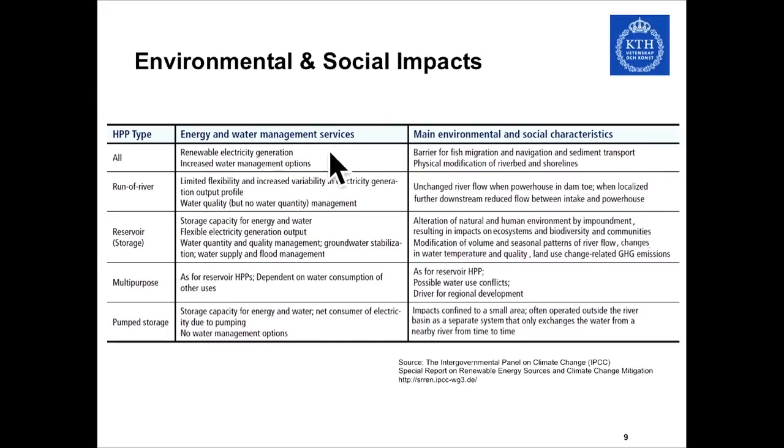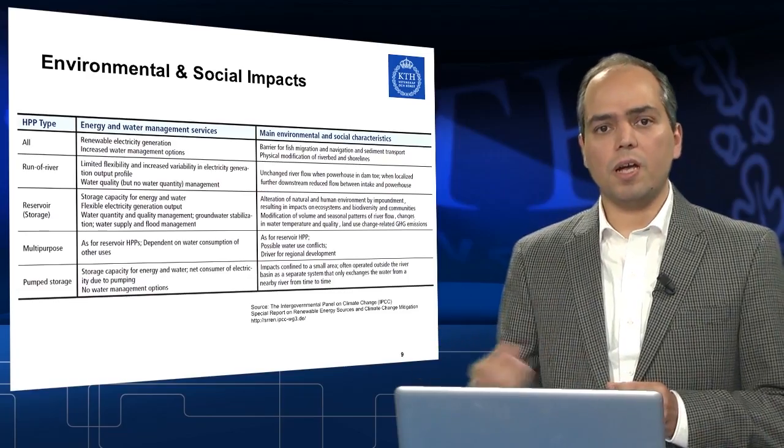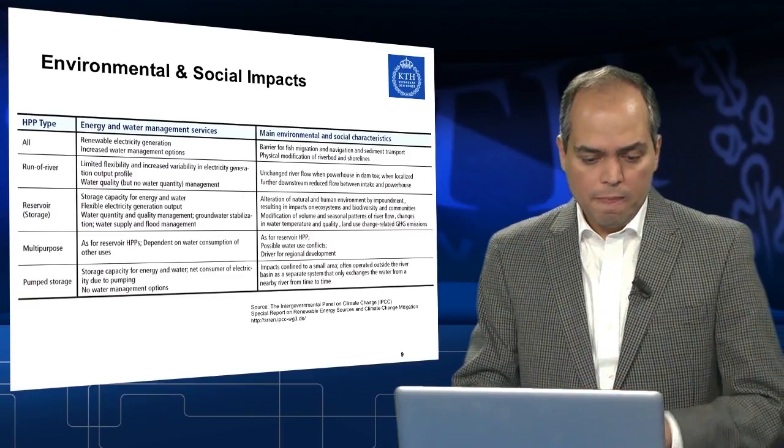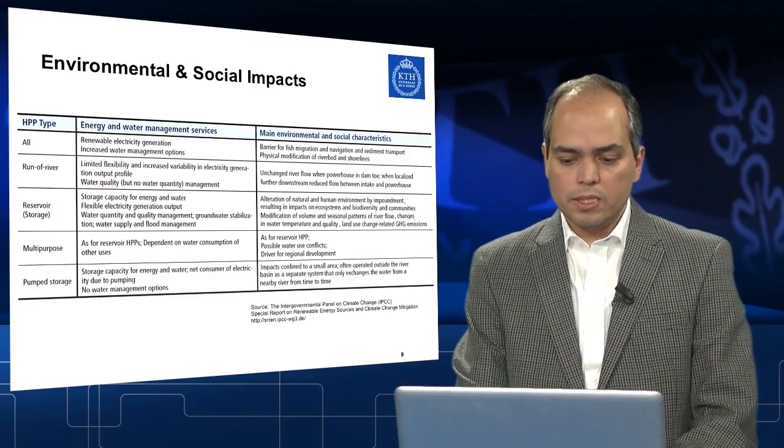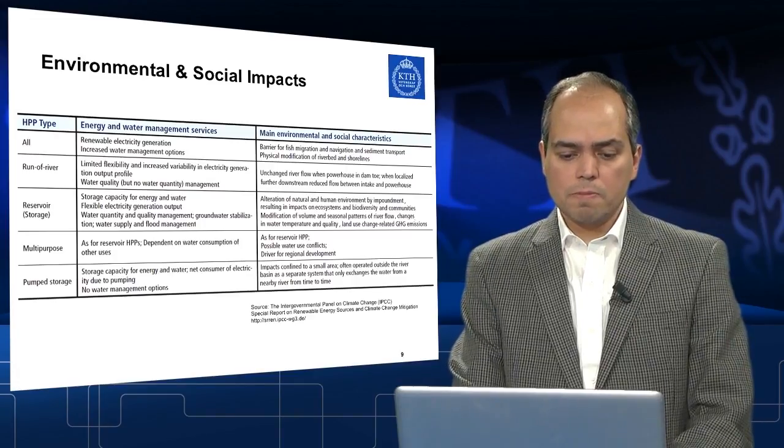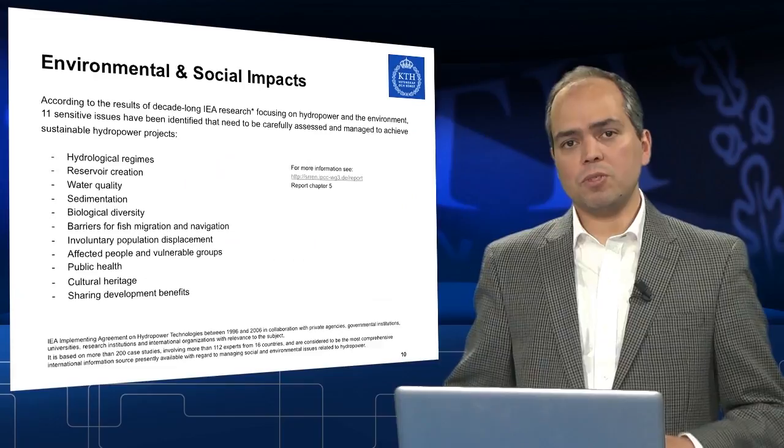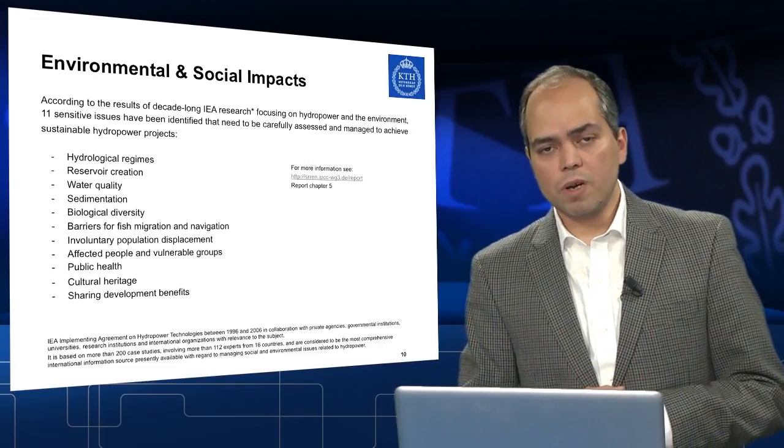So, energy and water management service here. For run-of-river, it's limited flexibility and increased variability in electricity generation. But then the main environmental and social characteristics are the unchanged river flow when the powerhouse is dammed, or, when localized further downstream, reduced flow between intake and powerhouse. So you could see that these are characteristics of the run-of-river, which imply this environmental impact. You could go through this table and read it fully by yourself, but it's best to categorize the environmental impacts.